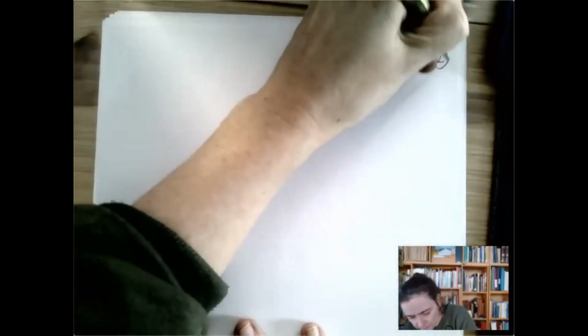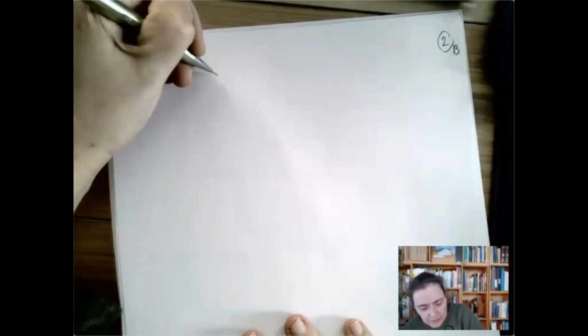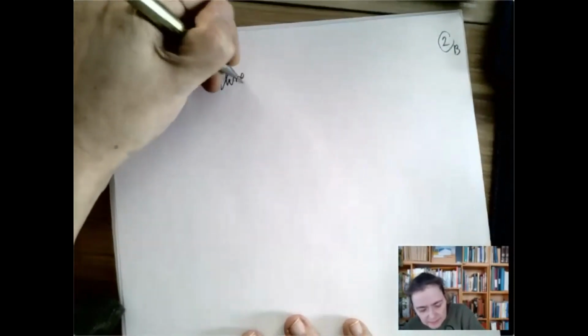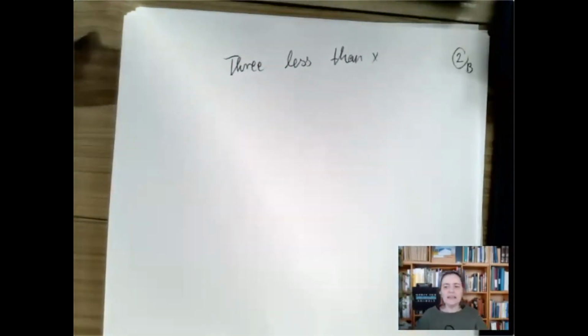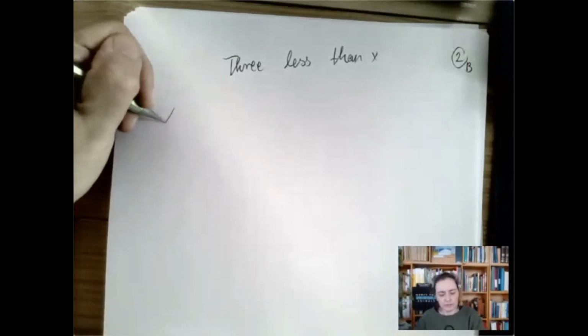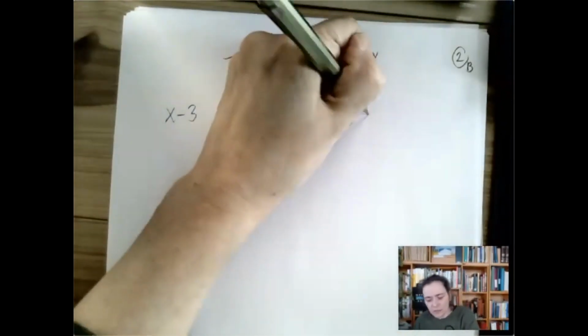So we're going to set this aside. We'll come back to it. So 3 less than x. Now, here is the correct translation, and here is an incorrect translation.